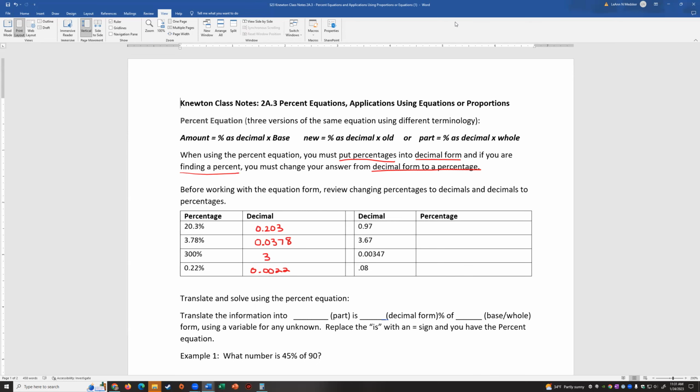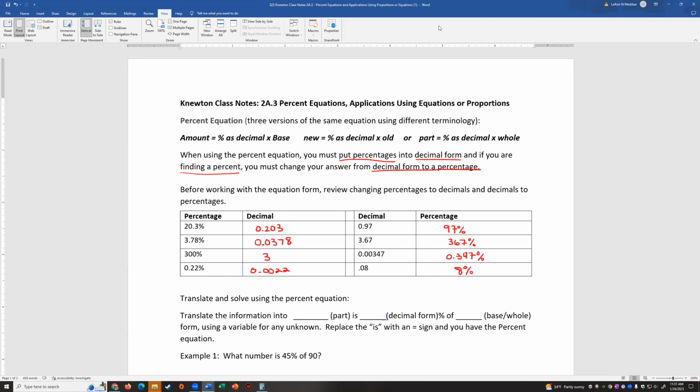If I'm in decimal form and I want to go back to percentage, I have to move two places to the right. So this would be 97%, 367%. This one would just be 0.347%. So notice it's still a decimal. And this one would be 8%.